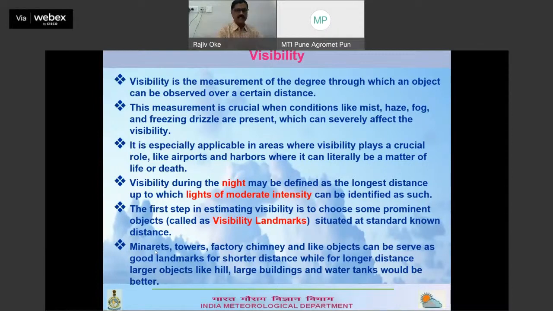The first step in estimating visibility is to choose some prominent objects. These are called landmarks. So minarets, towers, factory chimney-like objects can serve as good landmarks for shorter distance, while for longer distance, large objects like hills, large buildings, water tanks would be better.